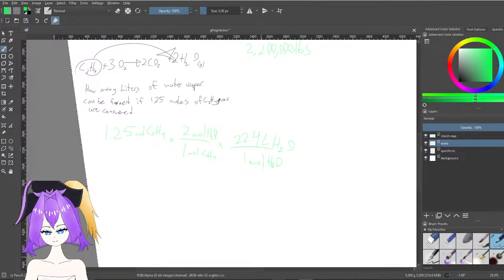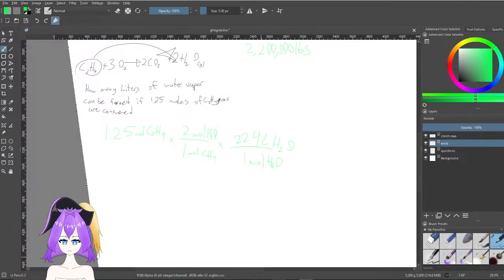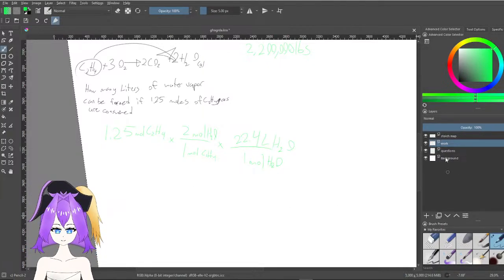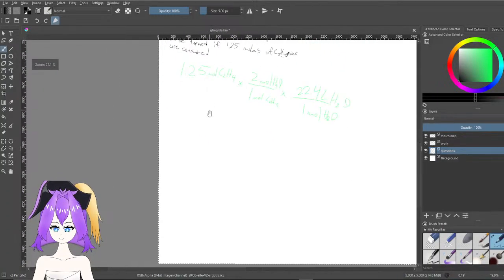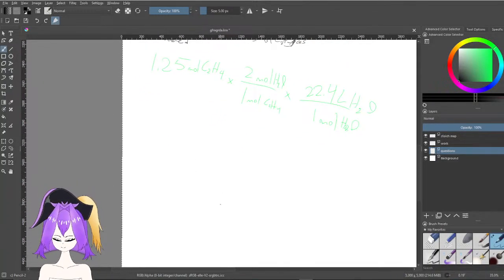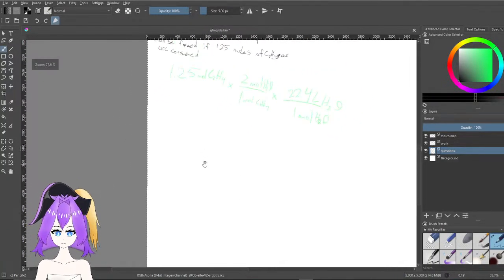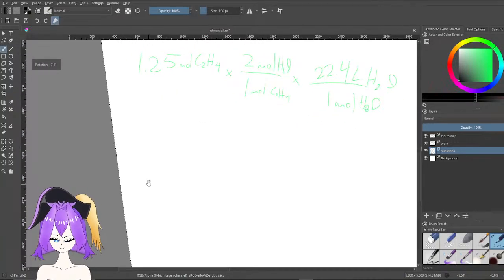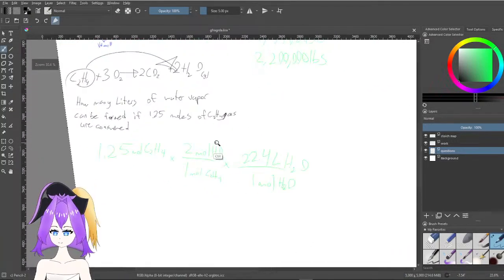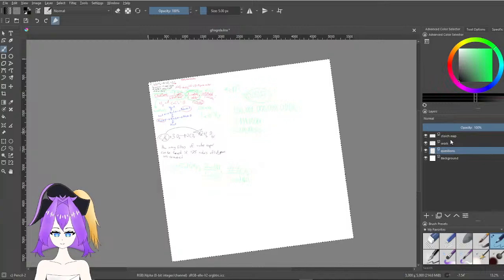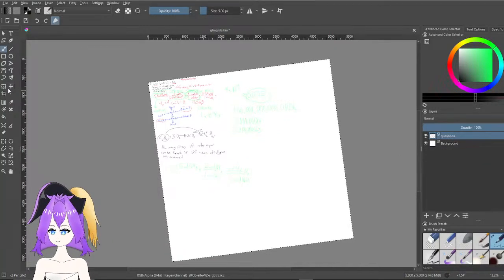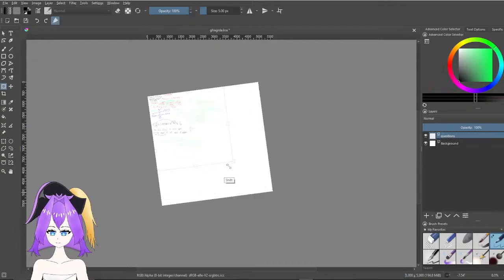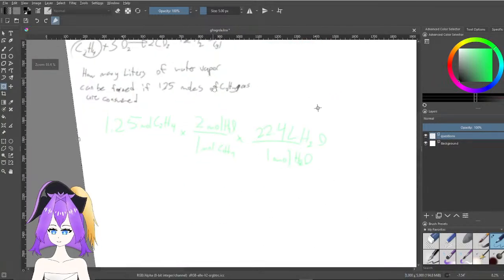Okay, there you go. For the next questions, I'm just gonna put up the equation and then simplified questions, I guess. It's not gonna hurt me to do this all in one layer. Let's go ahead and shrink this. There we go.